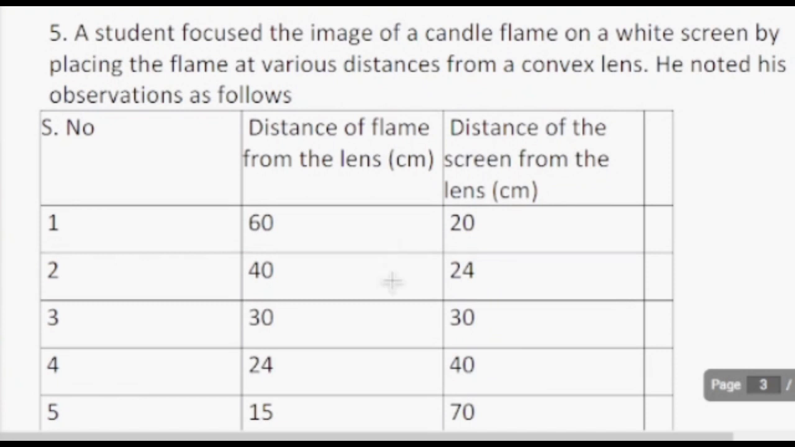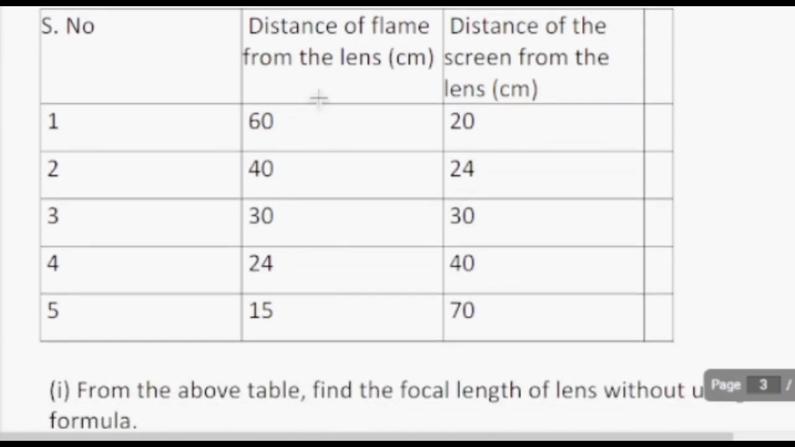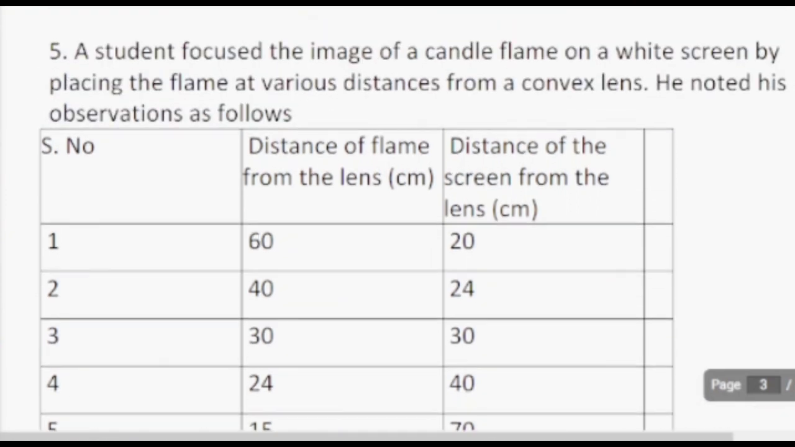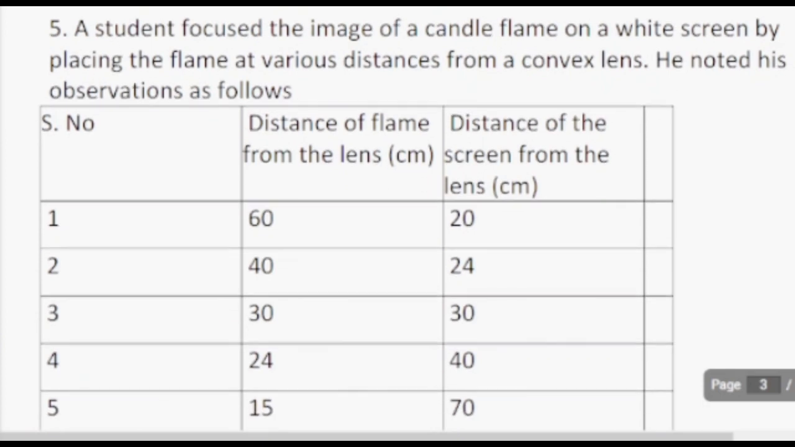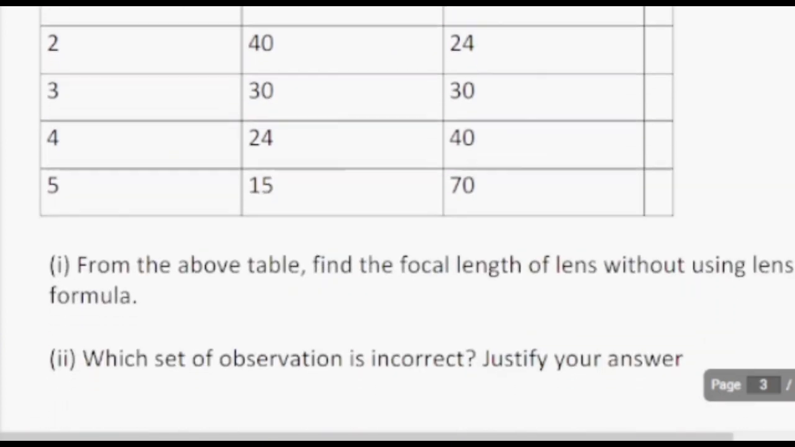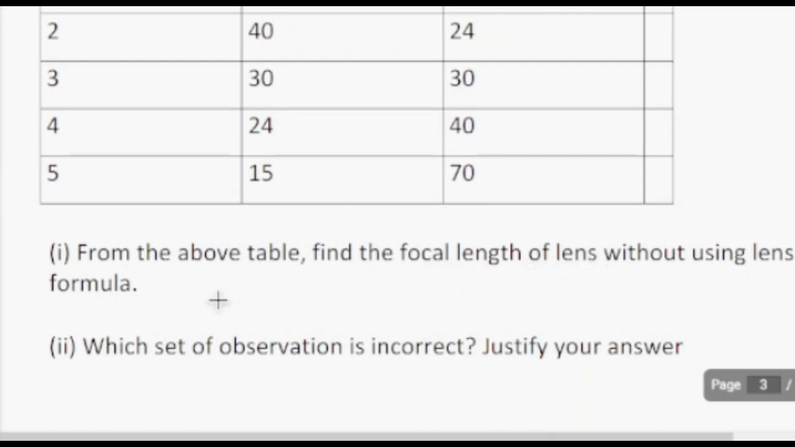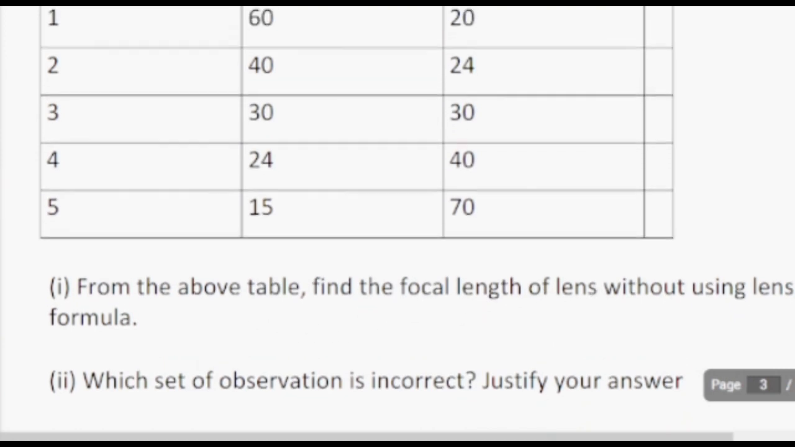This is a case-based question. A student focused the image of a candle flame on a white screen by placing the flame at various distances from a convex lens. He noted his observations as follows. You can see the distance of the flame from the lens is 60, the distance of the screen from the lens is 20. So that is object distance and image distance. In each case, here it is 40, here it is 24, here it is 30, 30, 24, 40, 15, 70. It just shows that he is keeping the flame at different distances. From the above table, find the focal length of the lens without using the lens formula. So how can you find out?